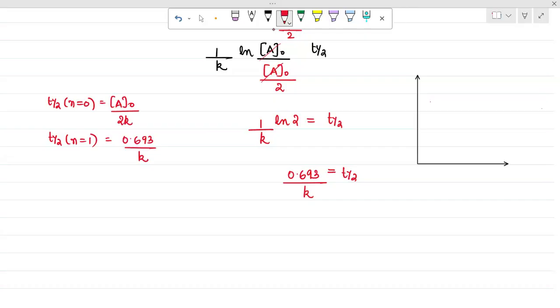So if people ask you to plot a graph between t half versus the initial concentration, it has no dependency. It's independent and it's going to be a straight line. While in zero order reaction, we did see that they have a linear dependence. And if you plot t half versus A naught, you will get a straight line having a slope of 2k. Here, it is independent.